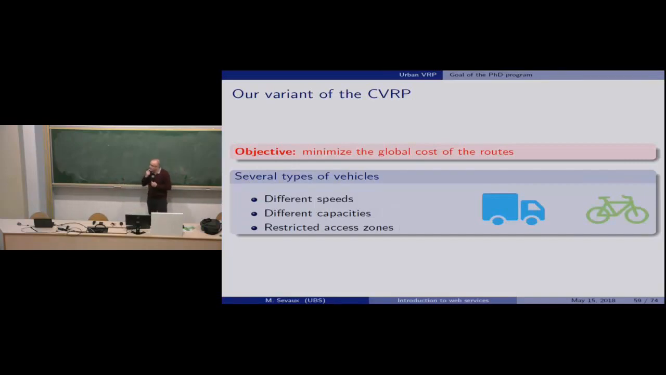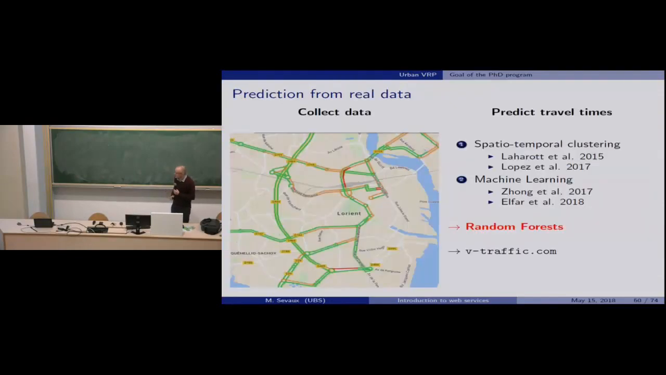So to start with, we have reduced the problem size. We are going to minimize the global cost of the routes. And the cost is not clearly defined. It can be travel time, it can be pollution emission, it can be a multiple objective problem. We still do not know. And we have several types of vehicles. So we take here two completely opposite types of vehicles, a bicycle and a minivan. And we have different speed, different capacity, and of course we will have restricted access zones.